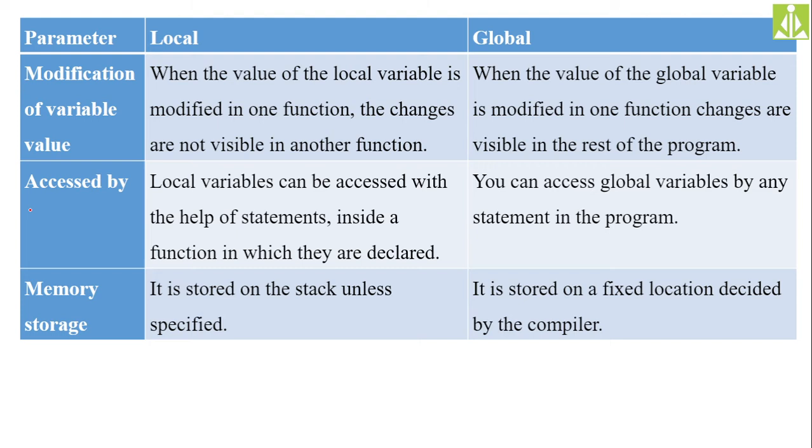So changes made to the local values or local variables will not affect outside of the block. That's the reason whatever changes we are doing to the formal parameters, they will not affect the actual parameters. Hope you understood these things. Accessed by: the local variables can be accessed with the help of statements inside the function in which they are declared. So in order to access these local variables, we need to depend on statements.